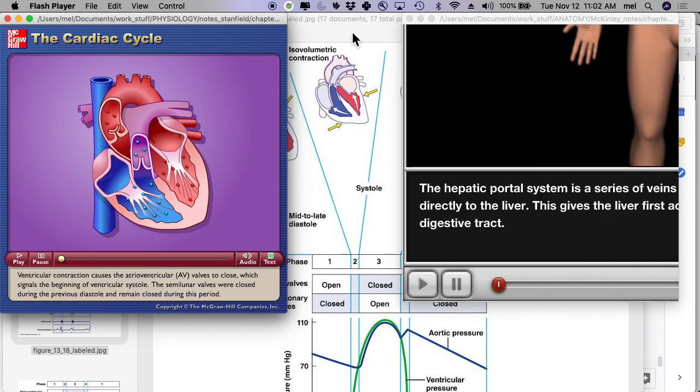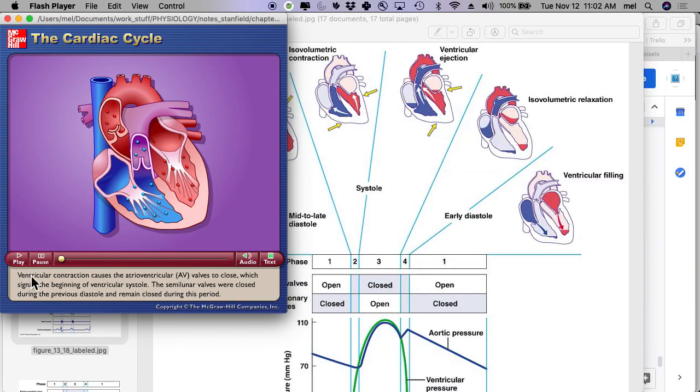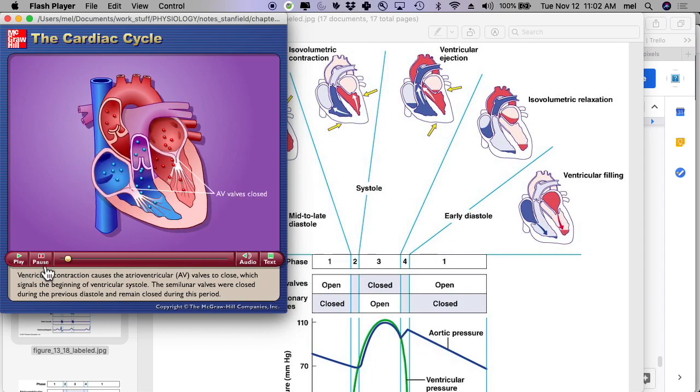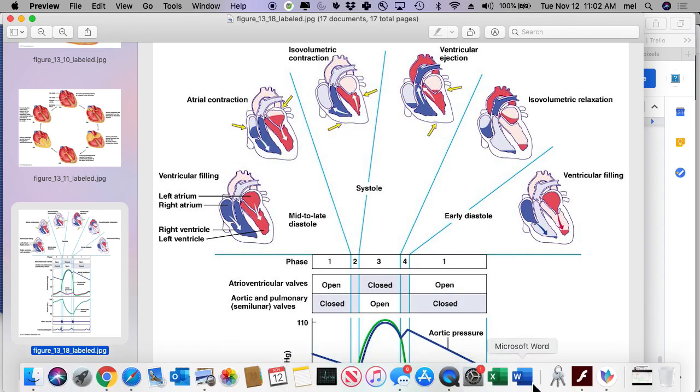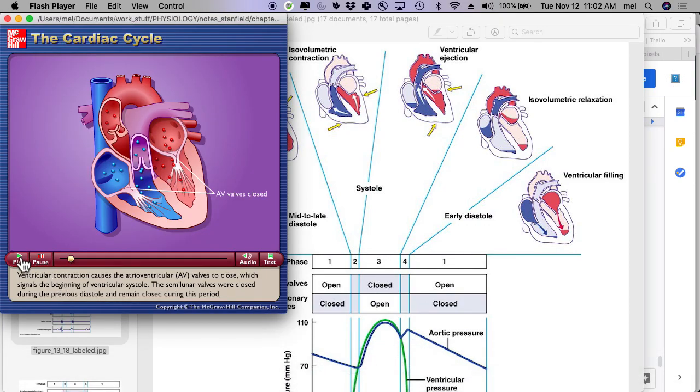Okay, cardiac cycle. Ready? Ventricular contraction causes the atrioventricular valves to close. Okay, he's starting at a different place. Let's orient ourselves. Ventricles are contracting. I just closed the AV valves. Where am I? Isovolumetric ventricular contraction. It's okay though, because it's a circle. We'll get back there in a minute. We're just starting right here. So I now can predict what's going to happen next.